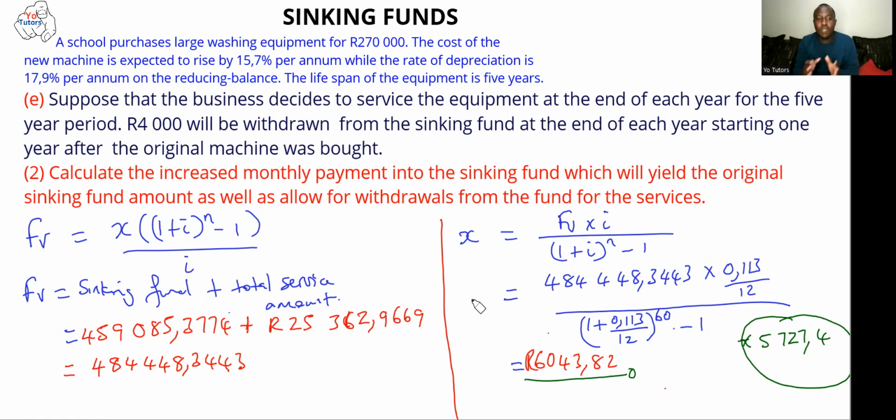Okay, so I hope you guys understand how this one works, and also remember to use your future value formula and also how to calculate your X.